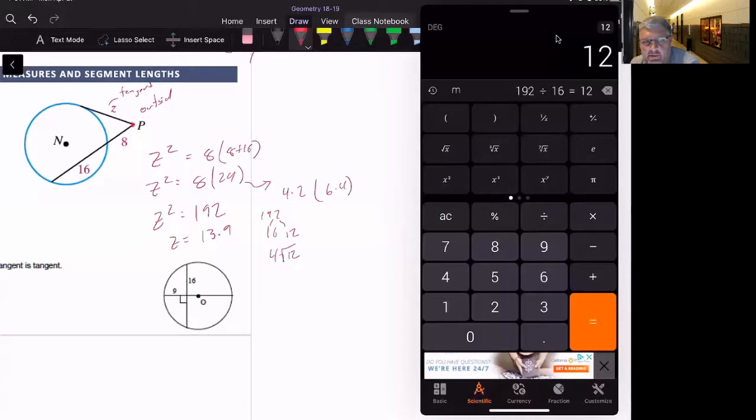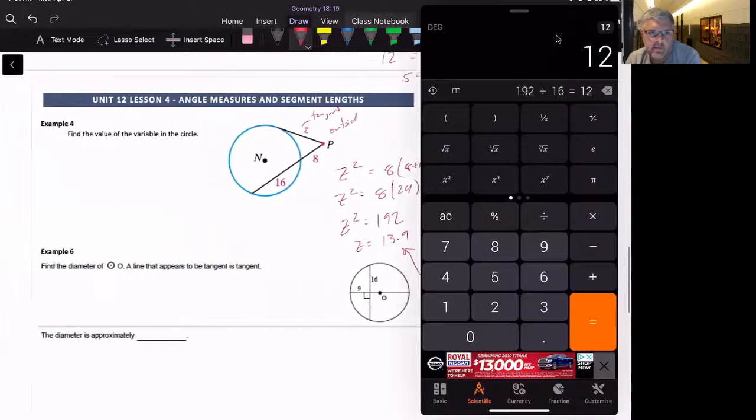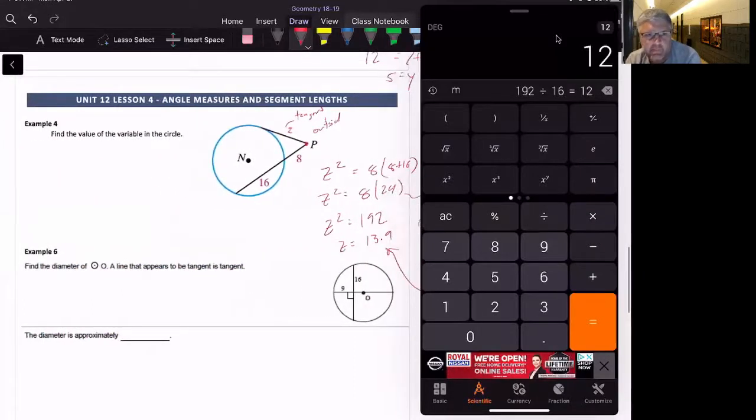I know 12 still has a square in there of 4. So 4 square root of 4 square root of 3. Square root of 4 is 2. So 8 square root of 3 would be the same thing as that in simplest radical form. Depends on what MyMathLab asks you for. This one doesn't say, it just says to find it.